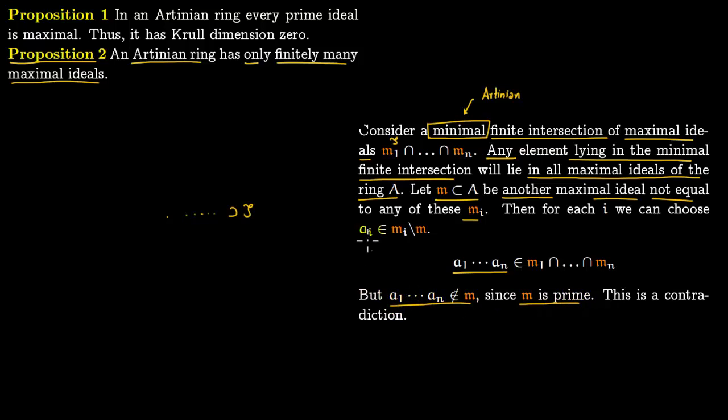So since none of these a_i's lie in M, their product would also not lie in M, since M is prime. And this is precisely the contradiction we were looking for. Therefore, you cannot have a maximal ideal M which is different from all these m_i's, and the contradiction is right here, because any element lying in the finite intersection will lie in all maximal ideals of the ring A.